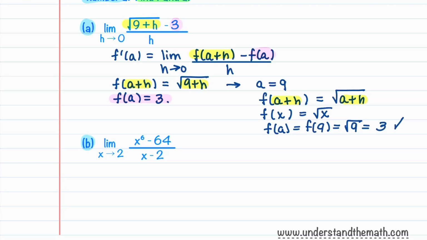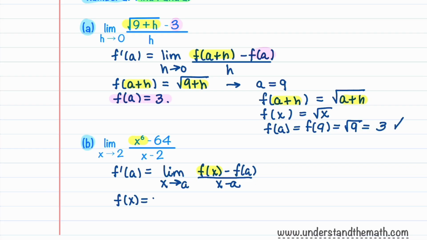Let's look at part B. This limit is similar to this definition of the derivative. F prime at a is the limit as x goes to a of f of x minus f of a, all divided by x minus a. Now let's go ahead and equate things. F of x is going to be x to the 6th. So we write down f of x is x to the 6th, and then f of a is 64.